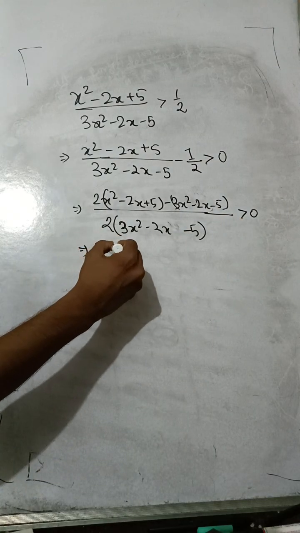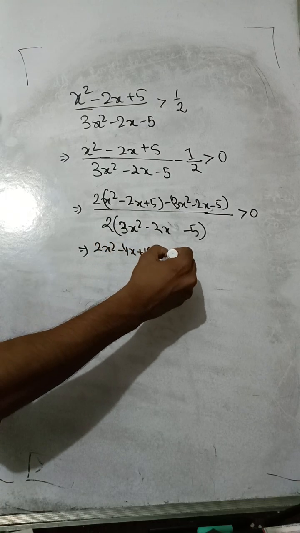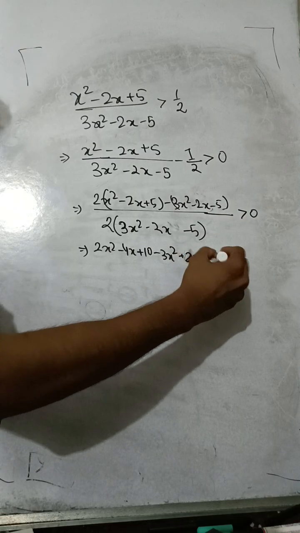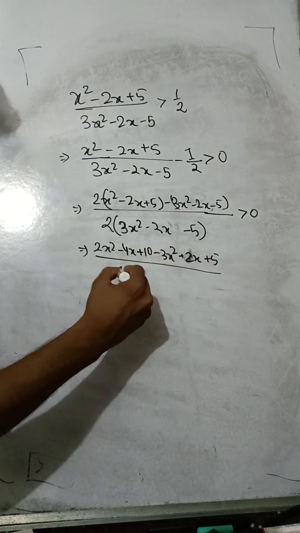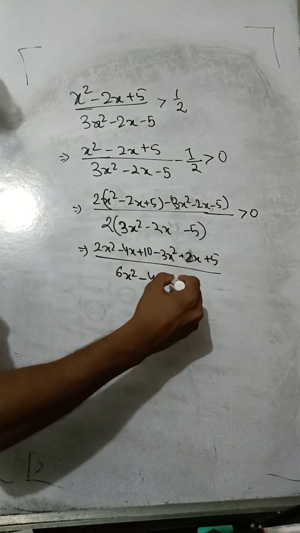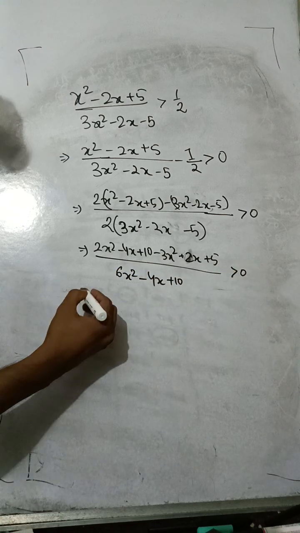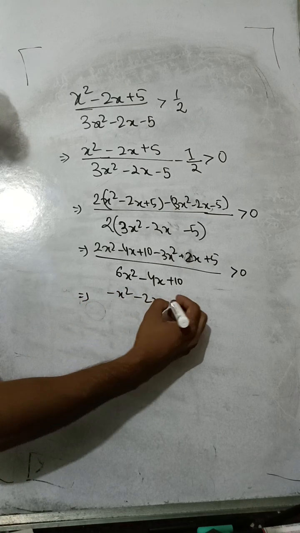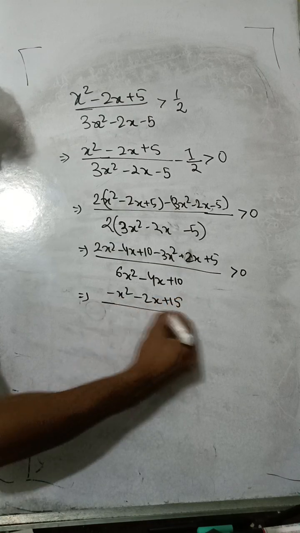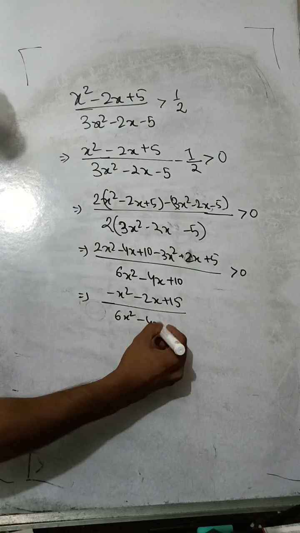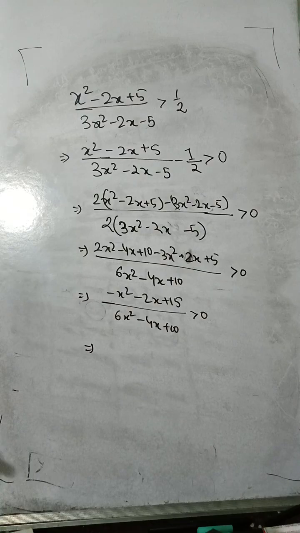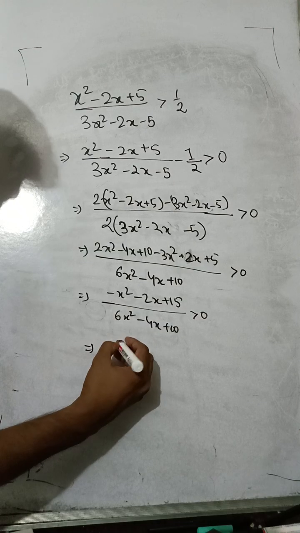So this becomes 2x square minus 4x plus 10 minus 3x square plus 2x plus 5 whole upon 6x square minus 4x plus 10 is greater than 0. So minus x square minus 2x plus 15 divided by 6x square minus 4x plus 10 greater than 0. Now 15 is 3 and 5. So minus 5 minus 3 plus 3.